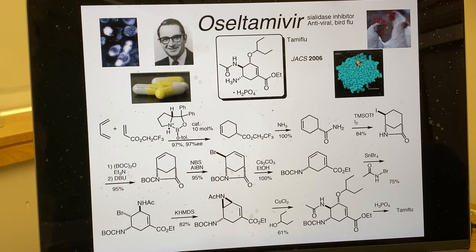If you take Tamiflu within the first 48 hours, you're cured of the disease. But it's made synthetically in a 12-step sequence here. You see the diene and the dienophile doing a Diels-Alder reaction. We'll actually cover that in a later chapter, and then sequential reactions to make the actual drug here, Tamiflu.